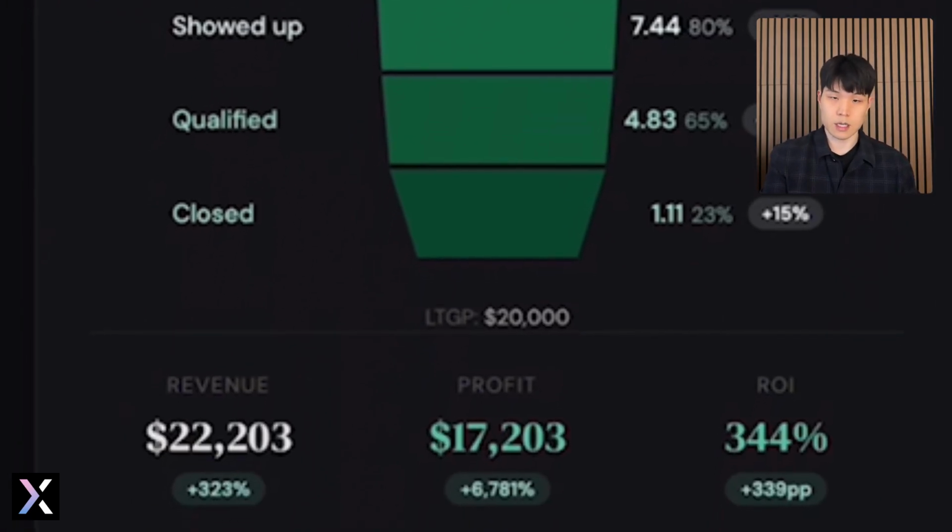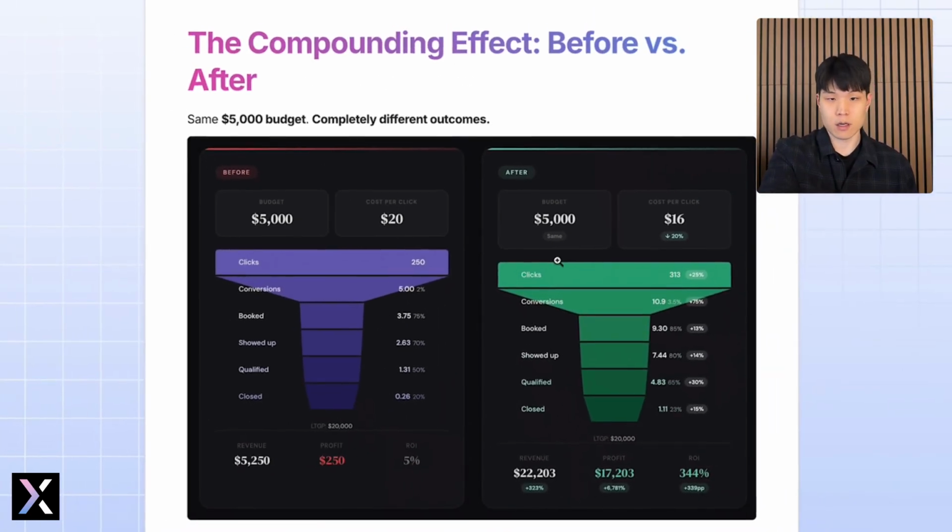So exact same budget, the exact same product or service, but now you're closing 1.1 deals instead of 0.26, generating $22,203 in revenue and $17,203 in profit. That's a 344% ROI compared to the 5% with the same budget. So no single fix creates these results. It's the compounding effect of step-by-step improving the funnel in every single stage.